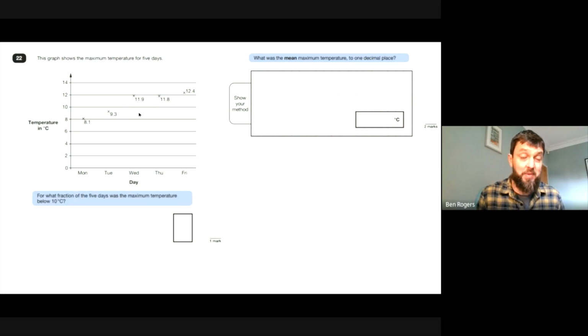So it's easy if you know how to do it, and your children do know how to do it, but I can totally imagine them staring at you blankly. Here we've got the mean. What was the mean maximum temperature to 1 decimal place?